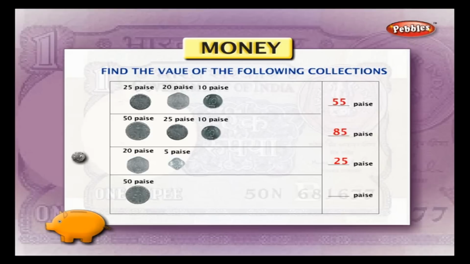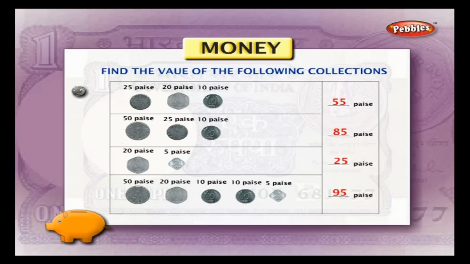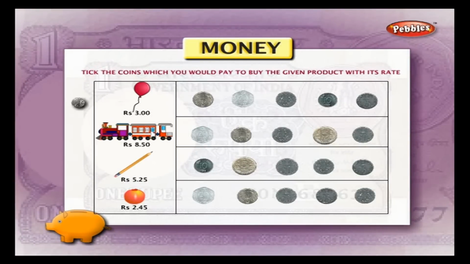1 50 paise plus 1 20 paise plus 2 10 paise plus 1 5 paise is equal to 50 plus 20 plus 10 into 2, which is equal to 20 plus 5, which is equal to 95 paise. Take the coins which you would pay to buy the given product with its rate. The cost of a balloon is given as rupees 3. For this, we should take a 2 rupee coin and a 1 rupee coin.